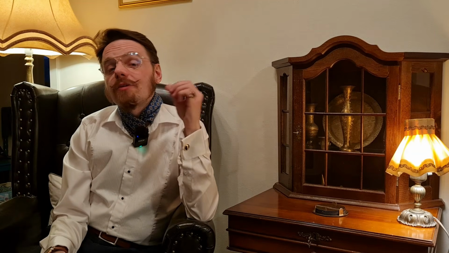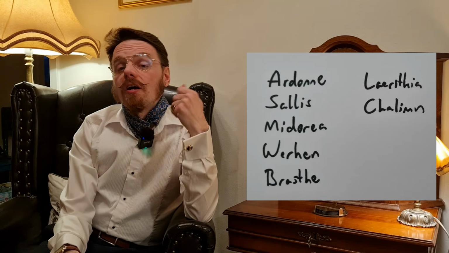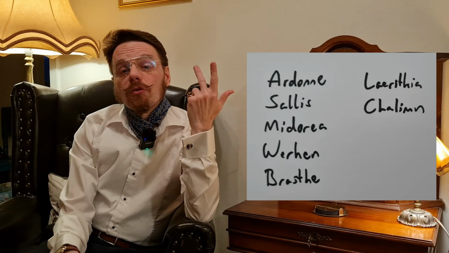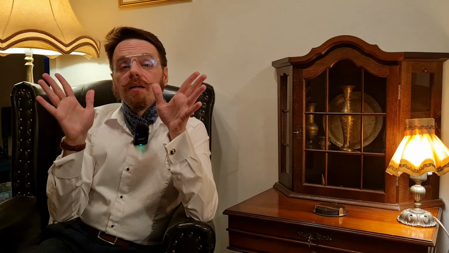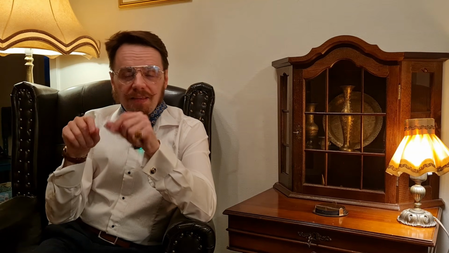Another technique you might want to consider is that even if you can't be bothered to draw a world map, it can still be useful to make a world graph. And I can give you an example from my first book to illustrate this. In my first novel, the countries mentioned in the story are Ardon, Salis, Midoriya, Weren, Brast, Larithia, and Kalim. Out of these, Ardon is where the story actually takes place, so I'll put that in the middle.